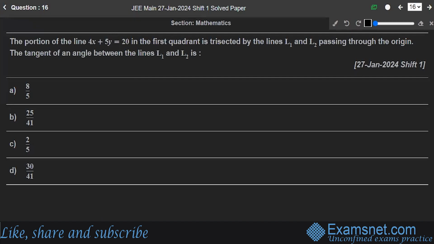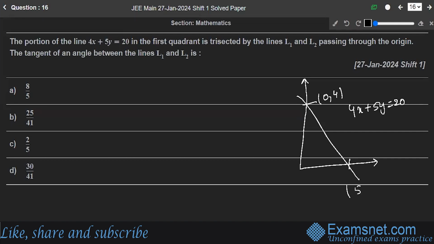So let's make the figure first thing on the coordinate plane. This is the line 4x plus 5y is equal to 20. So when I'm putting x is equal to 0, y will be 4. And when I'm putting y is equal to 0, x will come out to be 5. These are the 2 points where it is cutting the x-axis and the y-axis.